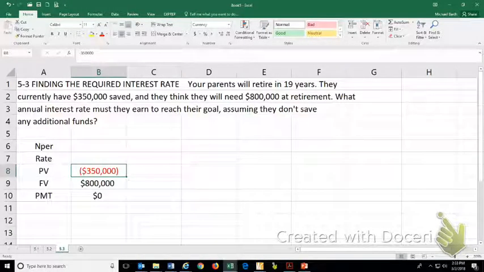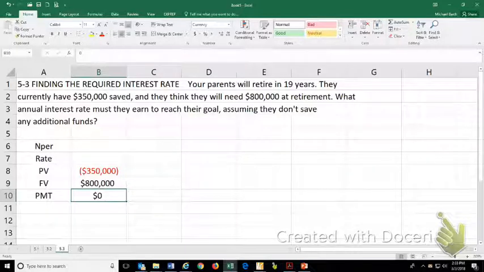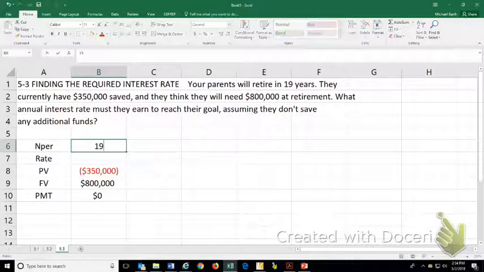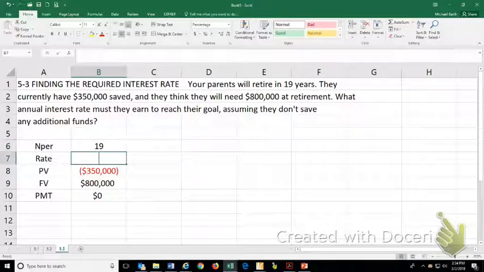All right, so remember with time value of money using these Excel functions, at least one of these three dollar-denominated functions has to be positive, one has to be negative, and then the third one is positive, negative, or zero. Since we already know payment is zero, because it says assuming they don't save any additional funds, it doesn't matter which one of these I make positive or negative as long as they have a different sign. All right, so 19 years to go, we're going to solve for the rate.